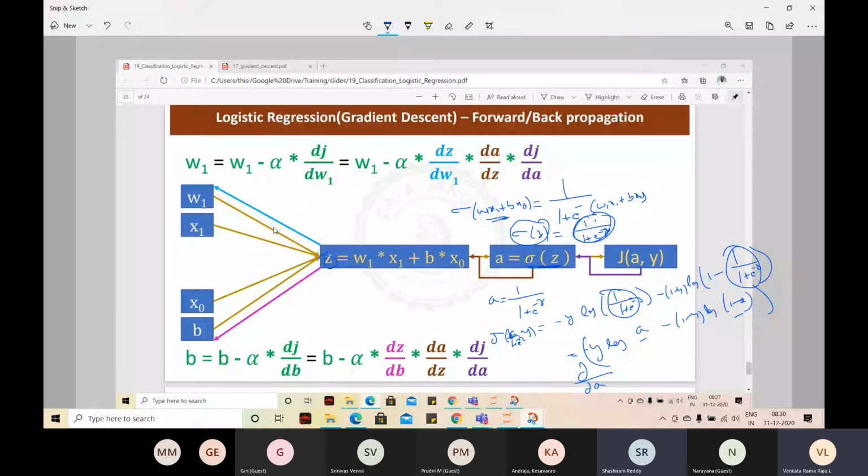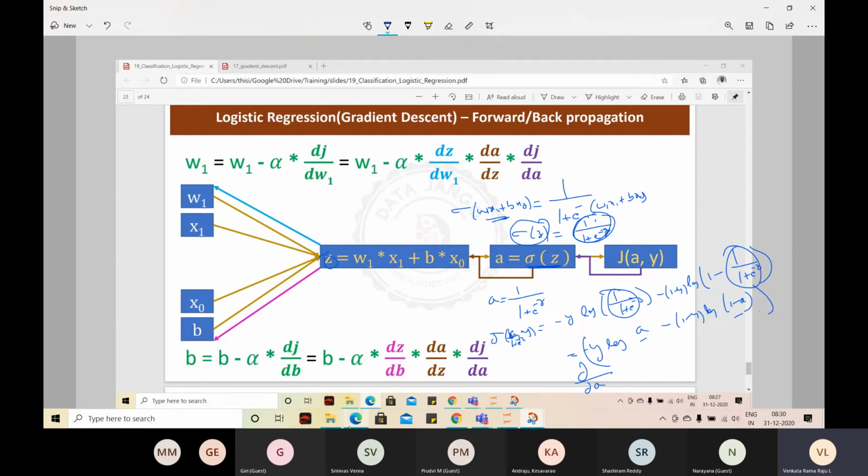So you said forward propagation: we start with some values for W1 and B. And in backward propagation, what do we calculate? Next W. Yes, in forward, in the first iteration, you take random values and calculate the cost. In the second iteration, you calculate the next W.